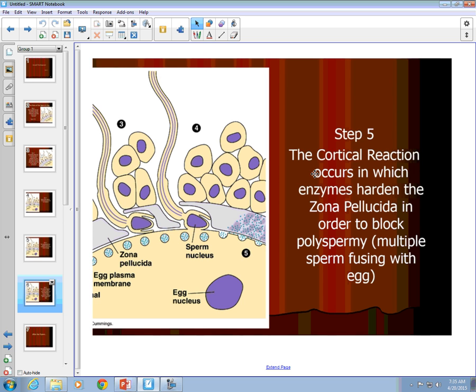The cortical reaction occurs when the enzymes are released by the egg. So these little vesicles here, they have the blue dots. Those are vesicles that contain enzymes that, when the contents of the sperm enter the cell, those enzymes are released, and the cortical reaction occurs, which hardens this jelly layer on the outside. And when that hardens, then it blocks any other sperm from entering.